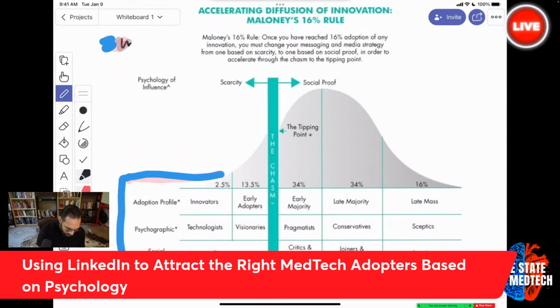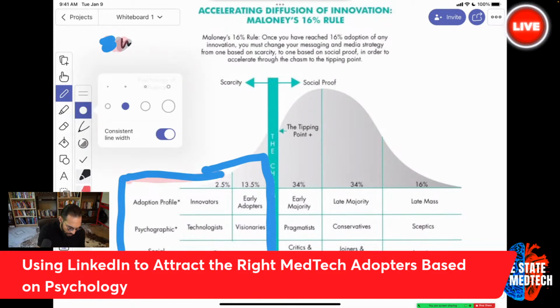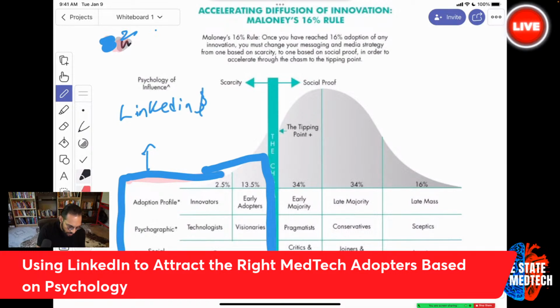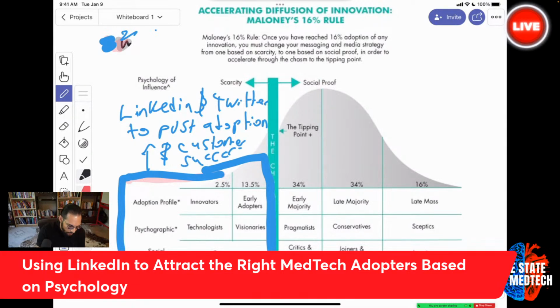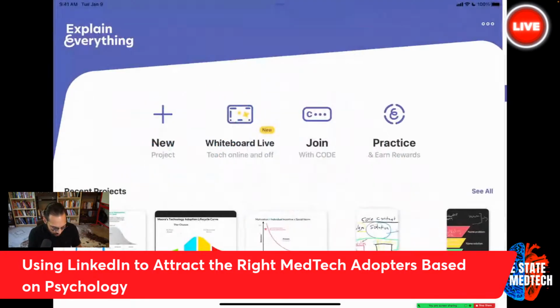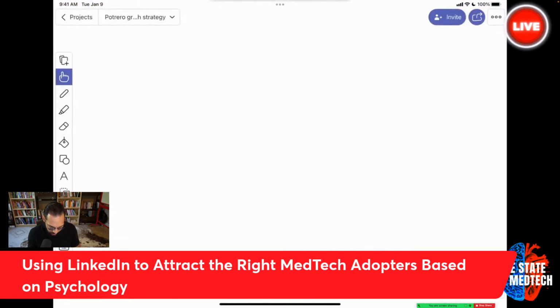Yeah, for this group right here. This is where, in my opinion, you can use LinkedIn and Twitter to post adoption and customer success. God, is that not the worst handwriting you've ever seen in your life? So I'll show you a good example of what that looks like in practice.